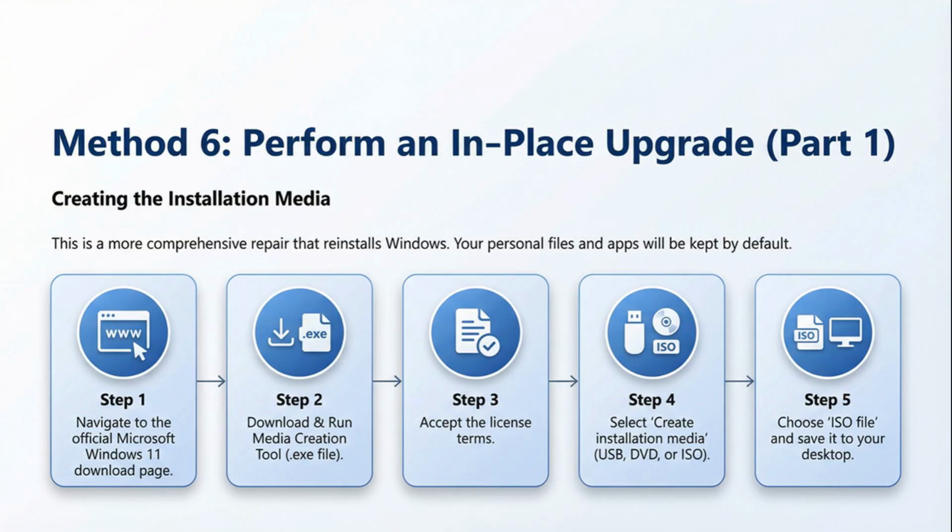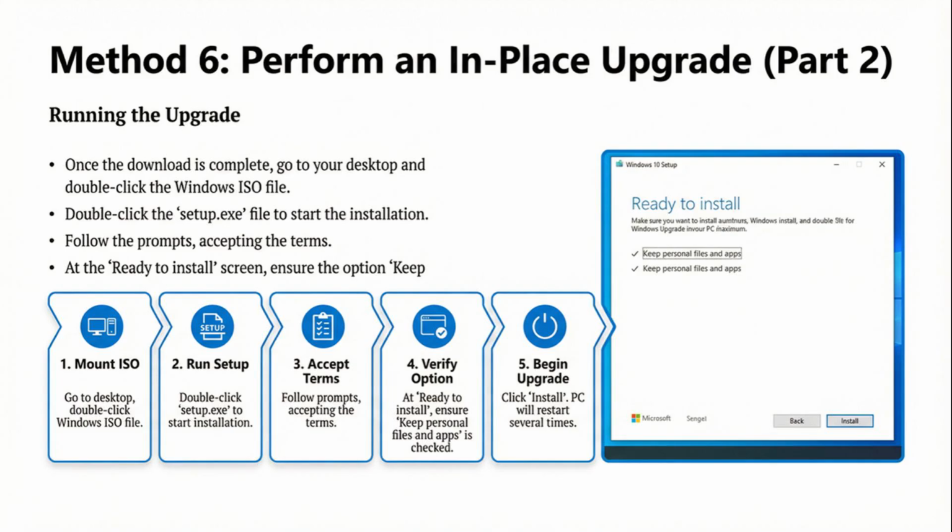Creating installation media is a comprehensive repair method. It reinstalls Windows while keeping your personal files and apps intact. Running the upgrade involves mounting the ISO file and following the installation steps. This ensures a fresh start for your system.